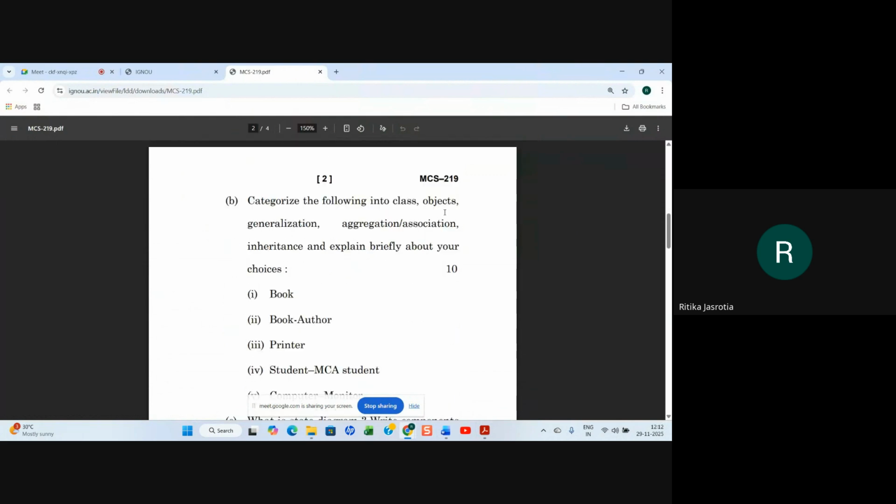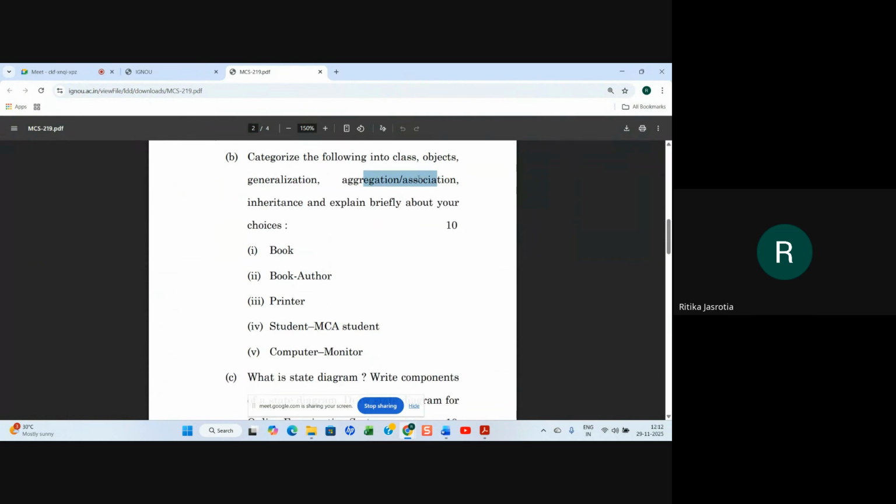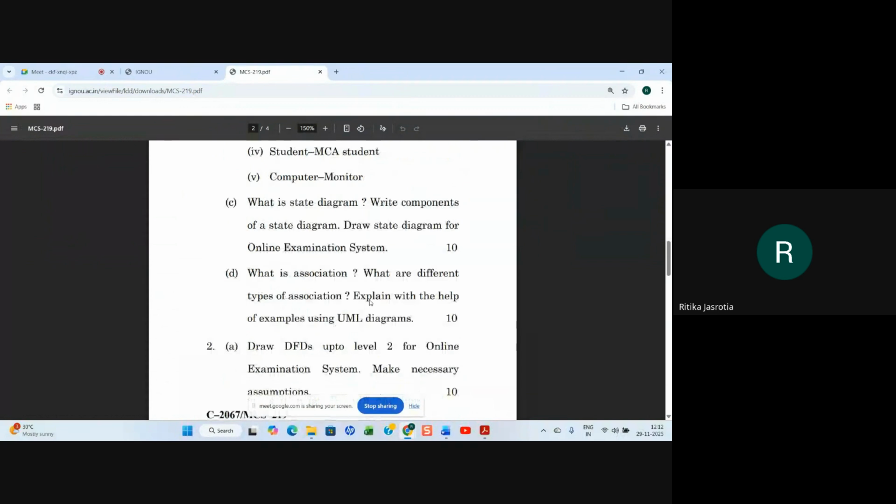Categorize the following into classes, objects, generalization, aggregation. So book is a class. Book and author will be association. Book and author have a relationship, so association will be there. Printer will be a class. Student, MCA student, will be inheritance, or you can say generalization. Student, type of student is MCA, right? Computer and monitor will be again, I think, association.